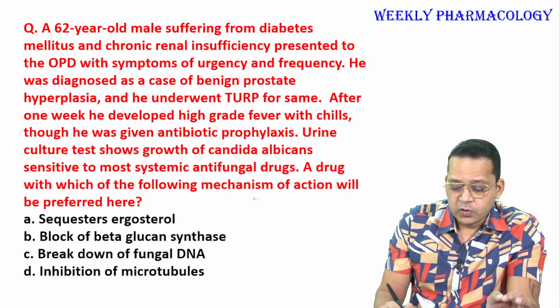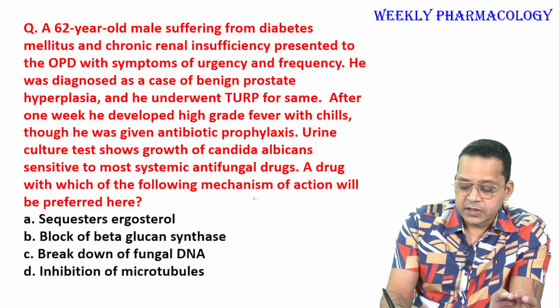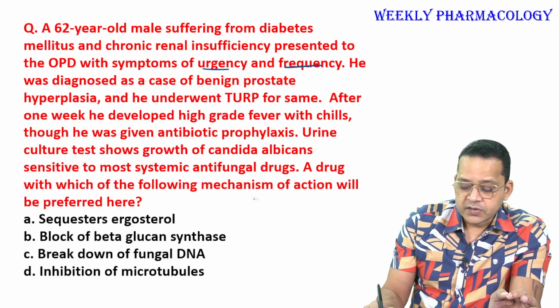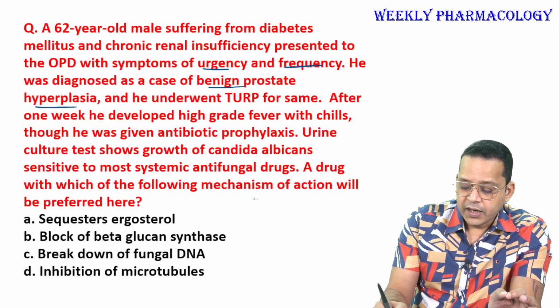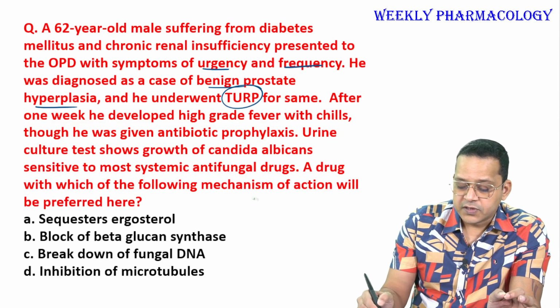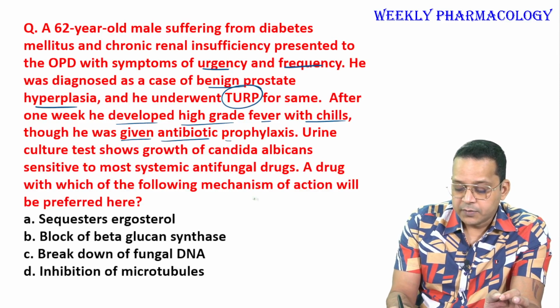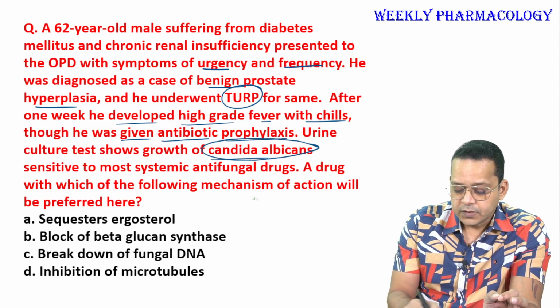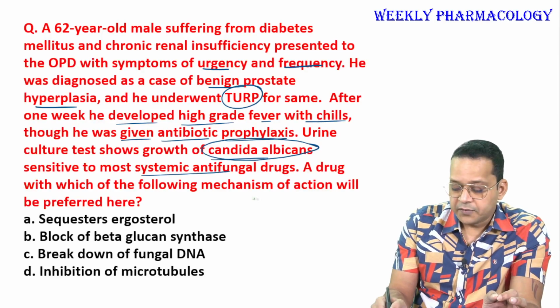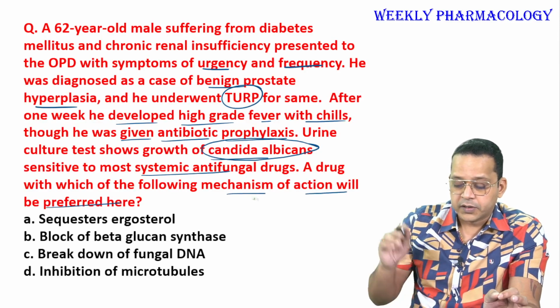A 62-year-old male suffering from diabetes mellitus and chronic renal insufficiency presented to the OPD with symptoms of urgency and frequency. He was diagnosed as a case of BPH and he underwent TURP for the same. After 1 week, he developed high-grade fever with chills. Though he was given antibiotic prophylaxis, urine culture shows growth of candida. Sensitive to most systemic antifungal drugs, a drug with which of the following mechanism of action will be preferred here?